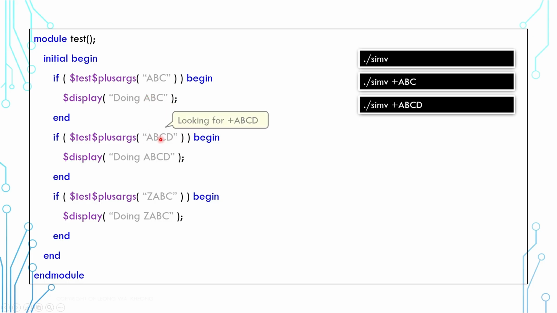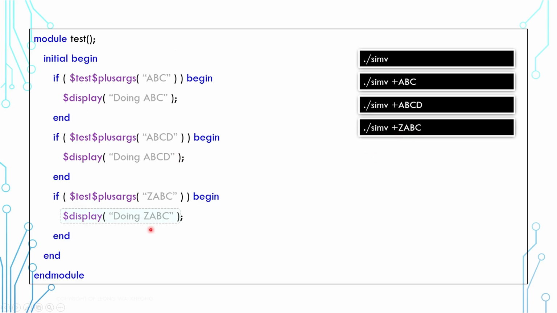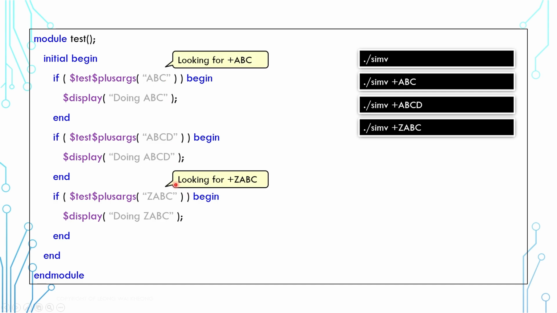This test plusarg is looking for plus ABCD, which is this, but this one is looking for plus ABC, which is also there. And so, to avoid any confusion, we should name our simulation arguments very carefully. If we are using plus ZABC, then this is executed, but this one will not be affected. And this is because the plus symbol is being used as a delimiter. And therefore, plus ABC is not seen from this command.